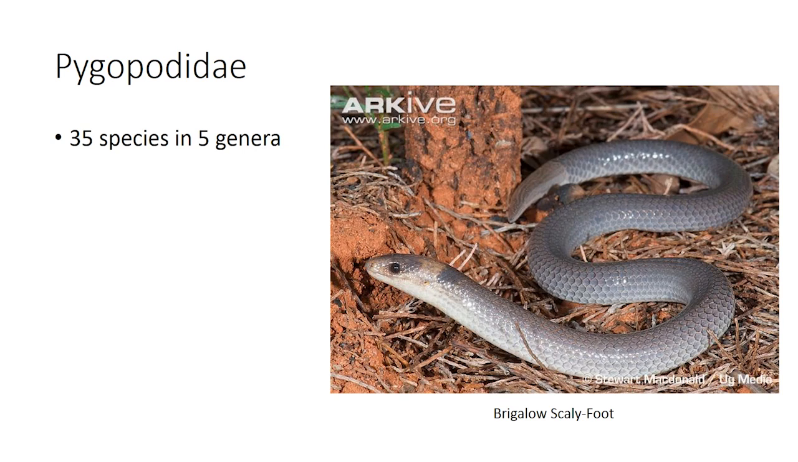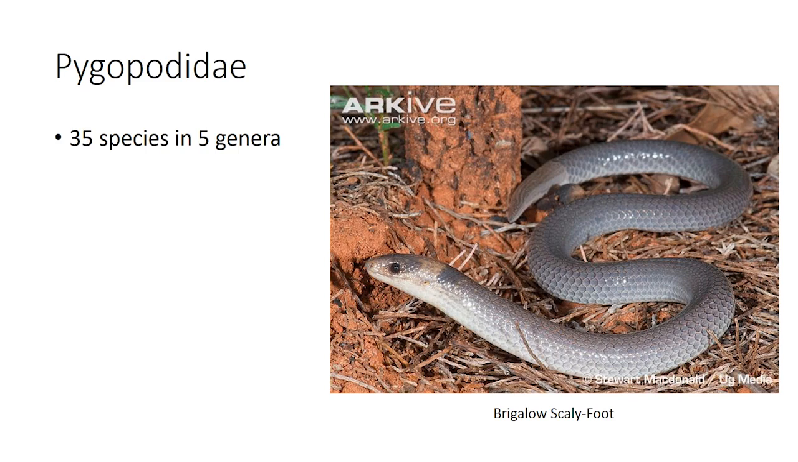All right, so the next family we'll talk about is Pygopodidae. Now, Pygopodidae has 35 species, and they have 5 different genera, and they're all located in Australia. This right here is called the Brigalow scalyfoot, and we'll talk about why they're called scalyfoot in just a second. The scalyfoot lizards are all from the same genus, Paradelma, and there's another genus called Delma. The Delma were only recently separated.